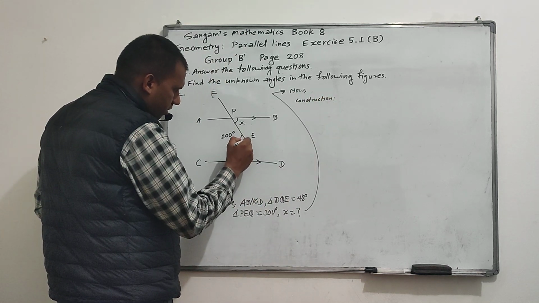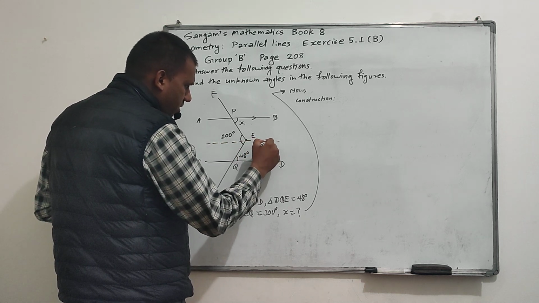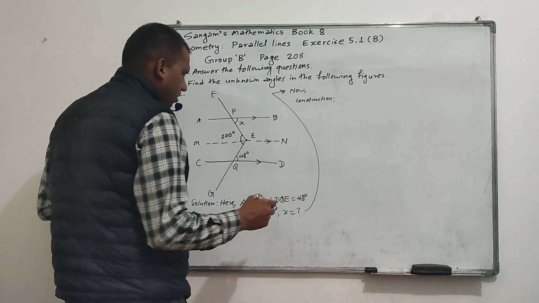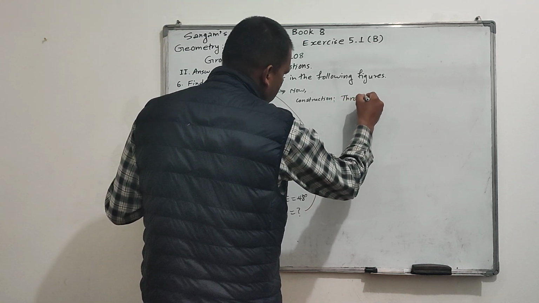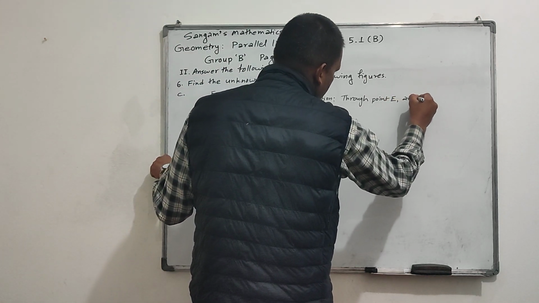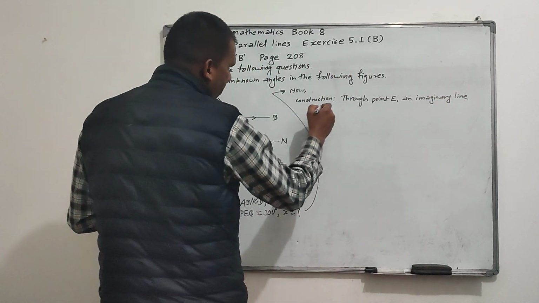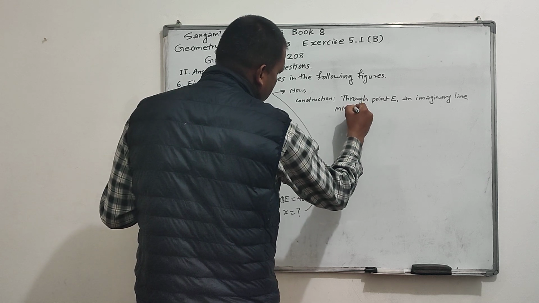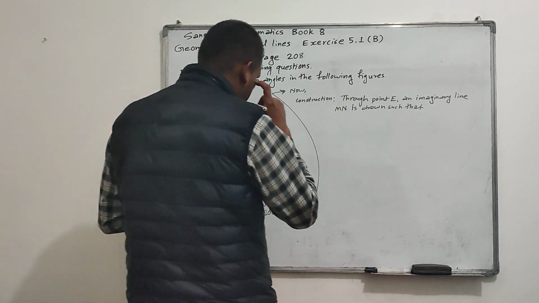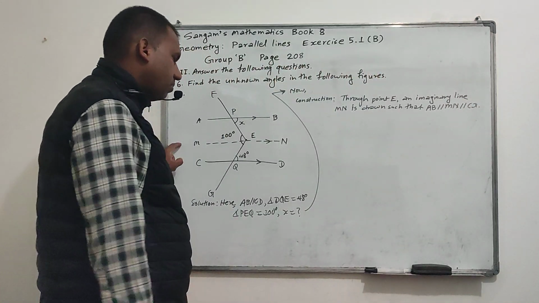Through point E, draw an imaginary line which is parallel to AB and CD. Name MN. Construction: through point E, an imaginary line MN is drawn such that AB parallel to MN parallel to CD. All three lines become parallel.